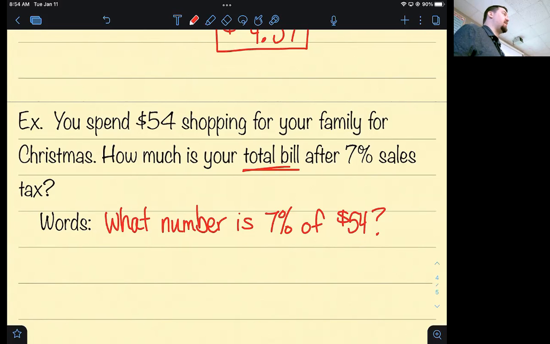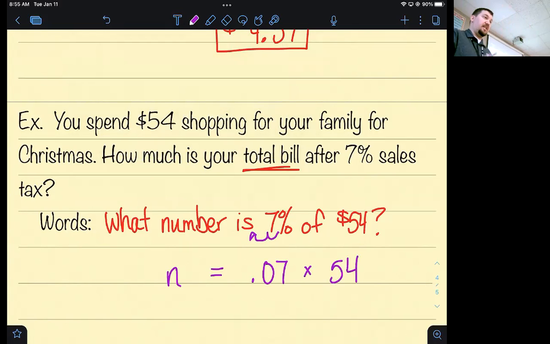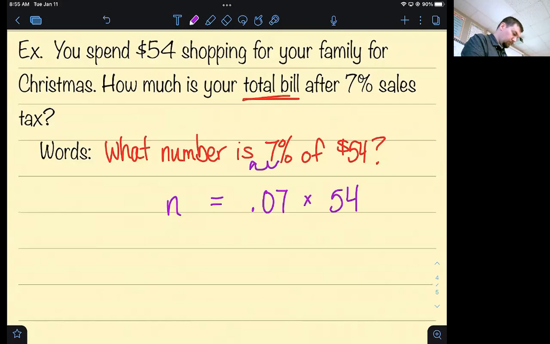So what can I replace what number with? N. What can I replace is with? Equals. What can I replace 7% with? 0.07, not 0.7, that's 70%. Make sure you're still moving it backwards twice and putting a 0 in. What can I replace of with? Times, and then 54. And then since n's already by itself, I just need to multiply here. Rayleigh, what is 0.07 times 54? 3.78. We're talking about sales tax.